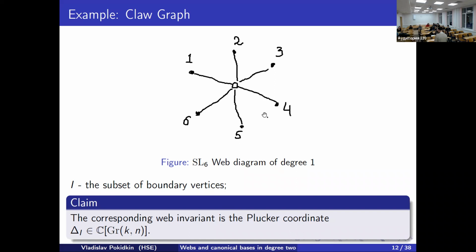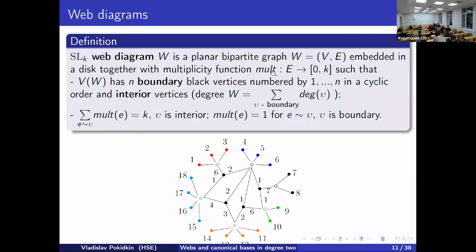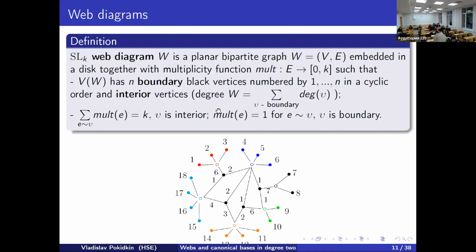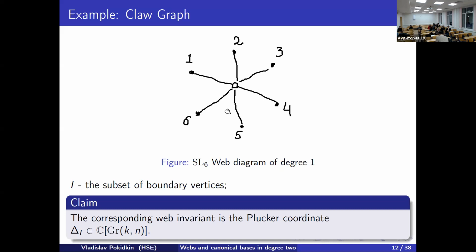So what are k and m in this situation? Here, we can see that there is only one inner vertex, and it's white. If we put multiplicity one everywhere, we get the SL6 web diagram of degree 1. By definition, we must put weight 1 for edges incident to boundary vertices. So that's why it's 6 and it corresponds to degree 1.